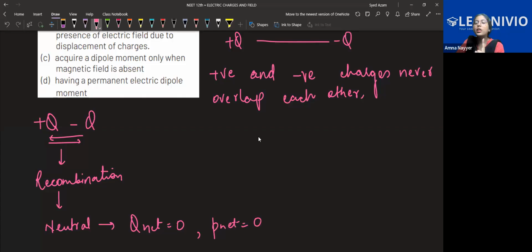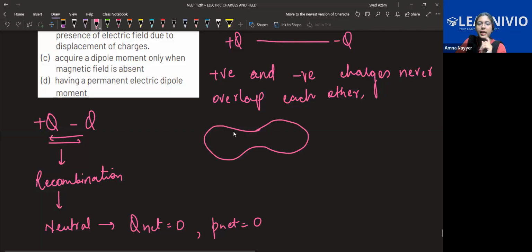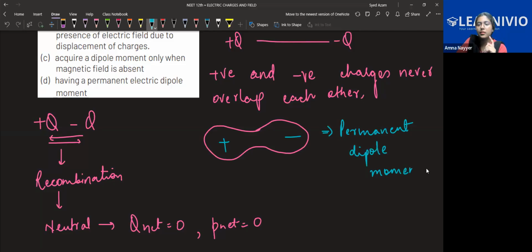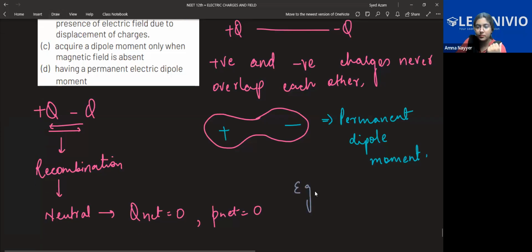But in polar molecules, they are never overlapping. Polar molecules are always arranged in this manner, like this. They always elongate, and one side becomes positive, one is negative. They are never coinciding. So as a result, there is a permanent dipole moment, because the net charge is never zero. A good example that you have for a polar molecule is water. Remember, these things are there in your NCERT. That's why I'm saying, a polar molecule is water.